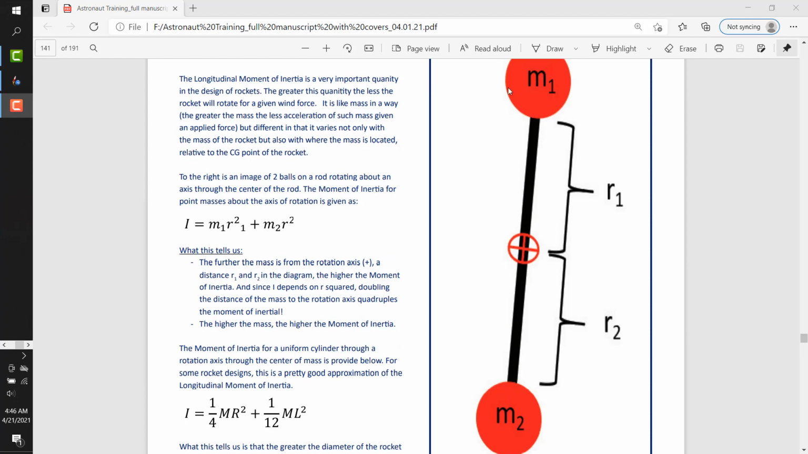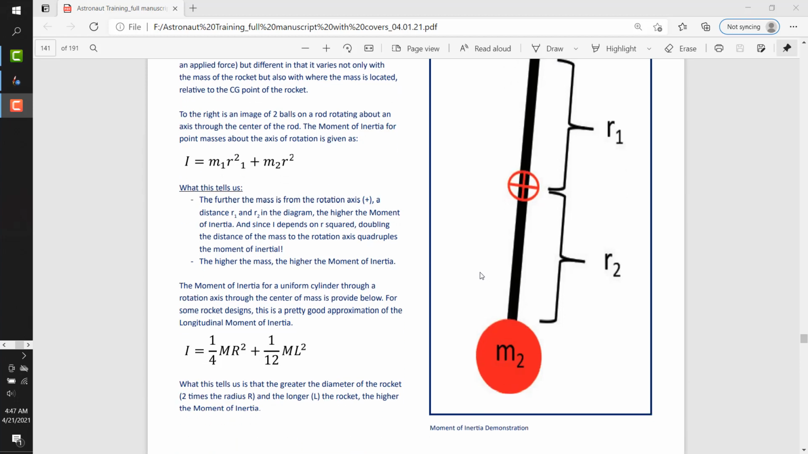This was an example I used a couple of months ago when talking about moment of inertia. The moment of inertia for this dumbbell, I guess you could call it, is this mass multiplied by this distance squared plus this mass multiplied by this distance squared. What this equation tells us is that the further the mass is from the rotation axis, this distance r1 and r2, the higher the moment of inertia. Since the moment of inertia depends on r squared, doubling the distance of the mass to the rotation axis quadruples the moment of inertia. And also, the higher the mass, the greater the moment of inertia.